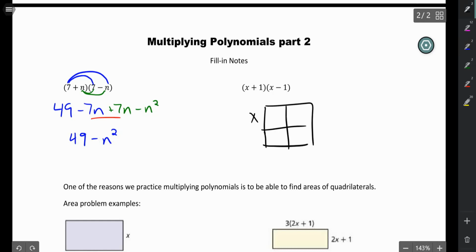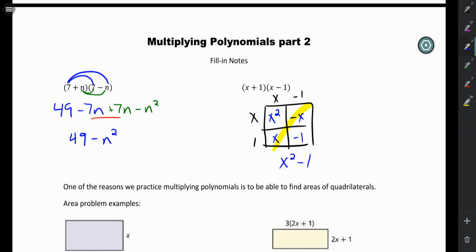So I've got x and 1 and x and negative 1. When I multiply everything together, I get x squared, negative x, positive x, negative 1. What happens when I combine those like terms? Well, a positive x and a negative x is going to leave me with no x's, just x squared minus 1. And again, I've got a square on the front, and 1 is a square number, 1 times 1, and they're subtracting. Difference of squares.